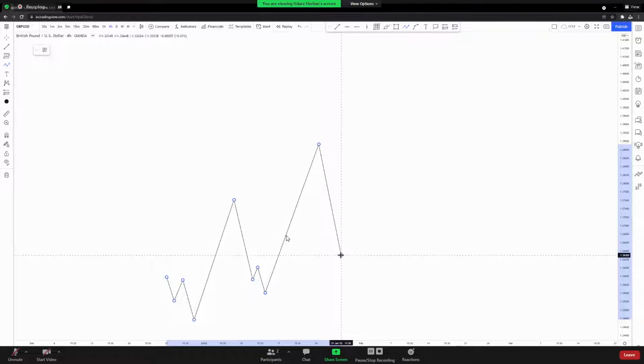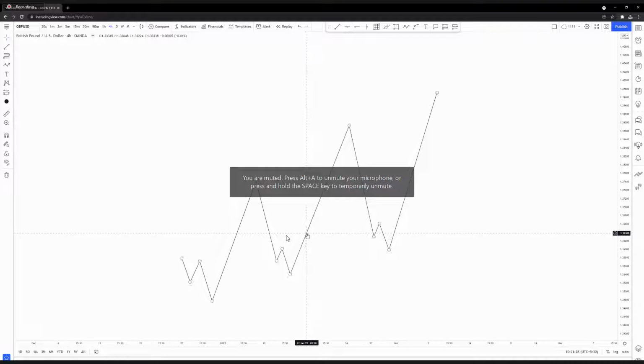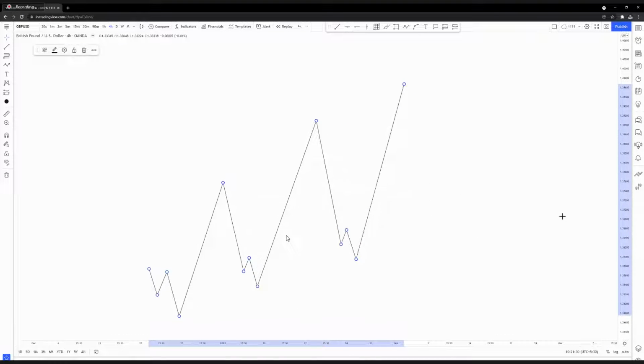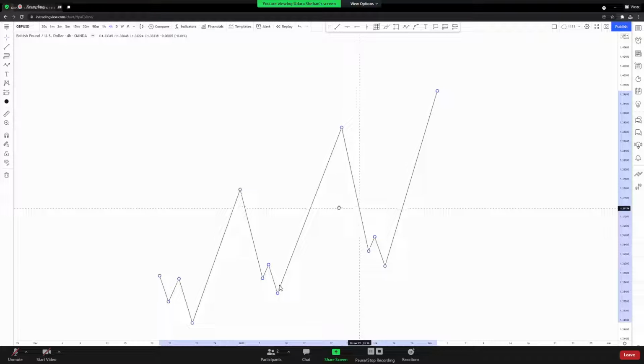So let's say an uptrend. Price is doing this: higher highs, higher lows, higher highs. Okay, so let's say we are in an uptrend like this. Price is creating higher highs and higher lows.